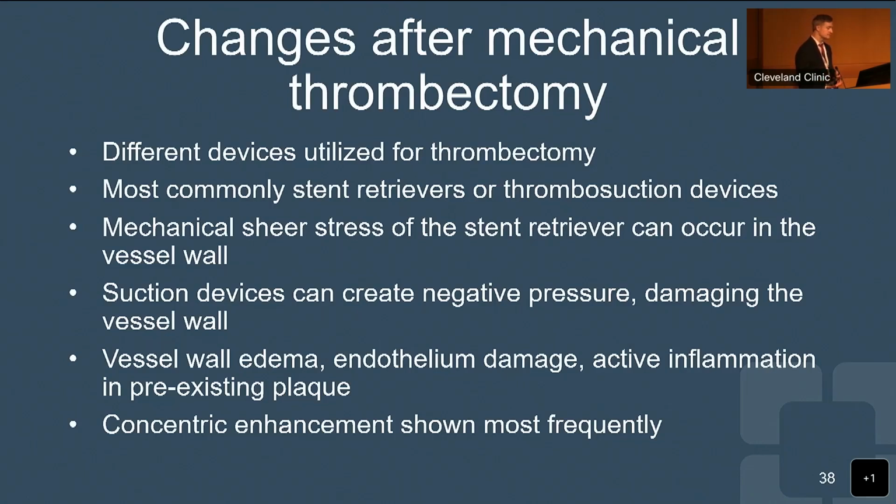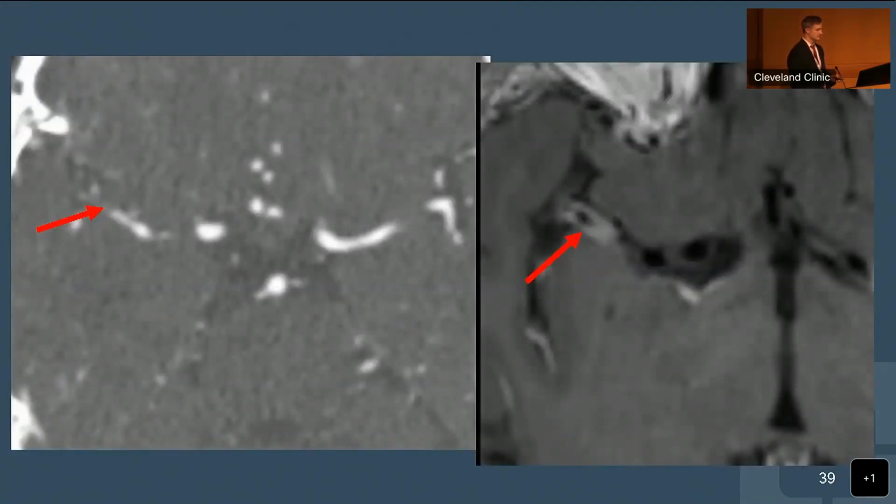What you can see with this is concentric enhancement at the areas of recent mechanical intervention. So this is an example of someone who had an acute occlusion on the CTA of the right distal M1, a thromboembolic occlusion. They underwent mechanical thrombectomy, had vessel wall imaging very shortly after the intervention, which showed an area of concentric enhancement at the site of intervention, which subsequently resolved.